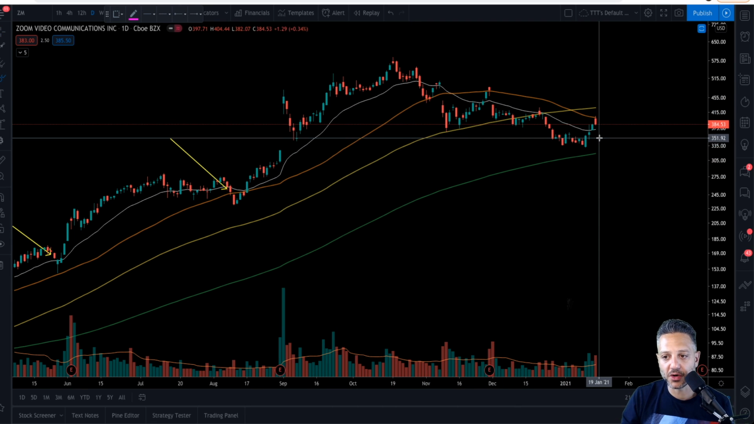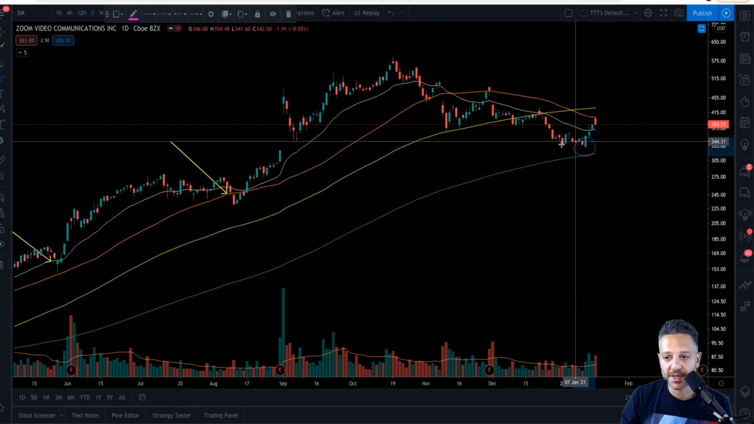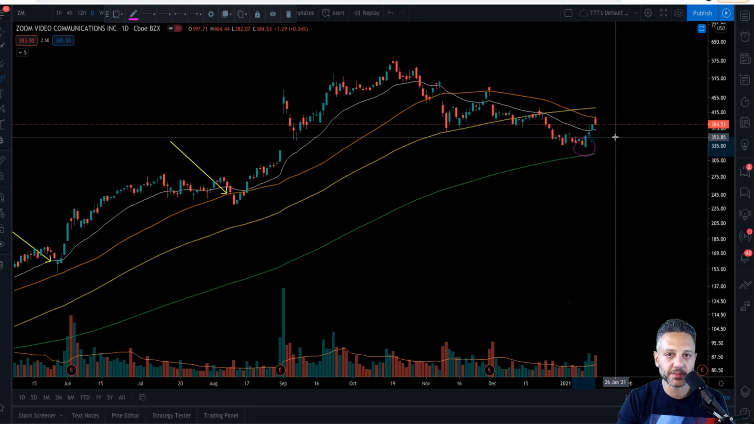Well, in our private trading group, we bought Zoom here because it was finding support here. Remember, I said technical analysis, all you're really trying to do is find support and resistance. Okay, so that's a really quick summary. 21 EMA, 50, 100, 200-day moving averages.